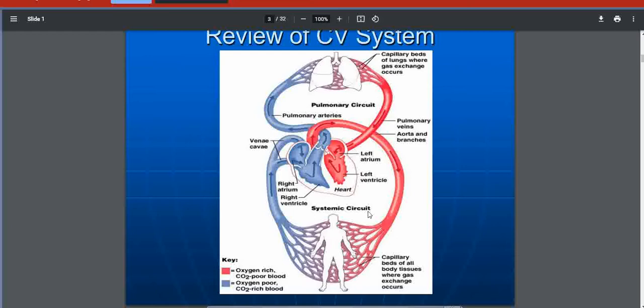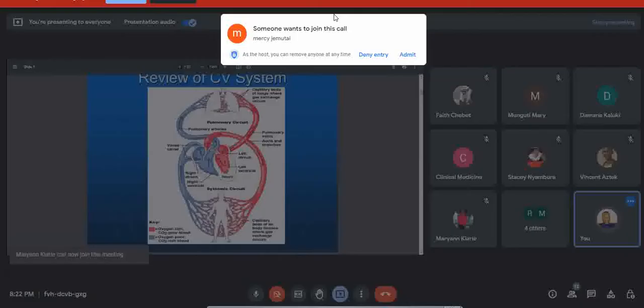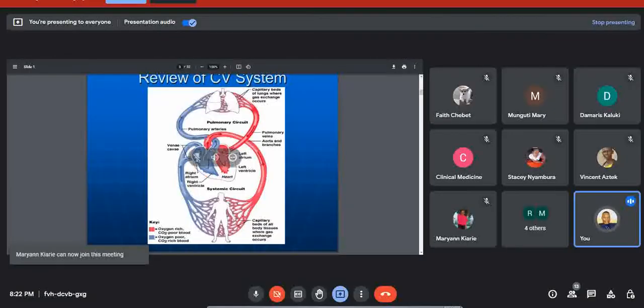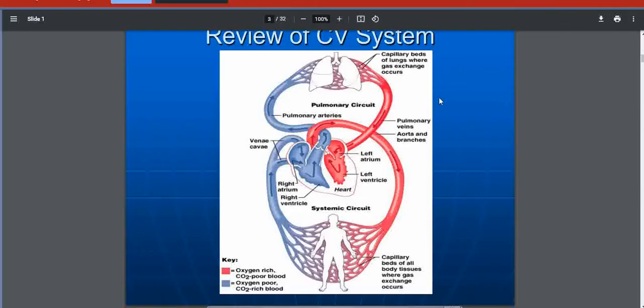The ones on the red side are oxygen rich. They are oxygenated blood. The ones in light pale blue are the ones which are deoxygenated. So they are not rich in oxygen, but instead they are rich in carbon dioxide. I'm sure that one we are well conversant with. We also have some capillary beds, that is of the lungs, where the gas exchange occurs. So we have the two lungs with the different lobes.